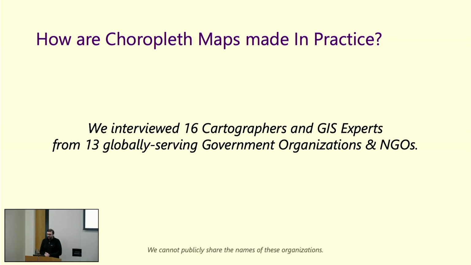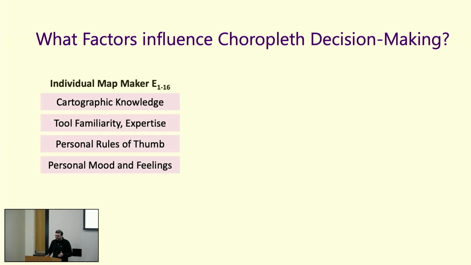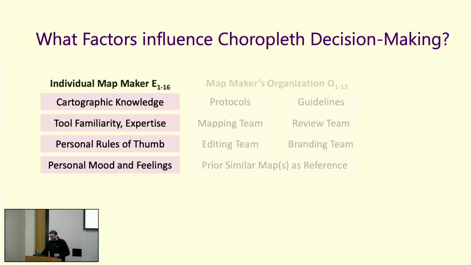So next, we were curious how Choropleth maps are actually made in practice, and also wanted to seek feedback on Exploropleth. So we interviewed 16 cartographers and GIS experts from 13 globally serving government organizations and NGOs. We found that Choropleth mapmaking is a complex undertaking with many factors that influence decision-making, such as individual mapmakers, who bring in different cartographic knowledge, tool familiarity, personal rules of thumb, and even personal moods. That was a surprising one.